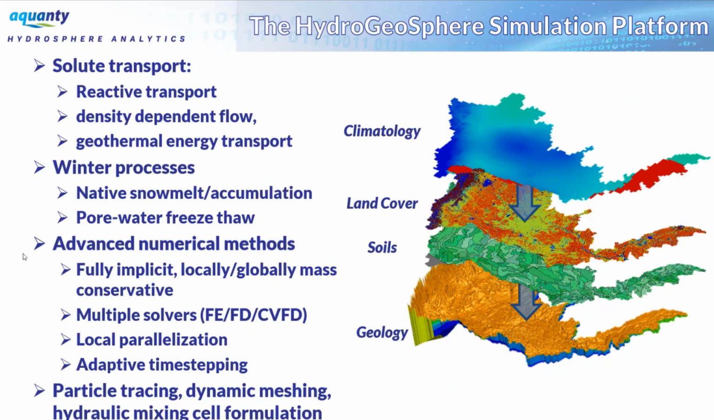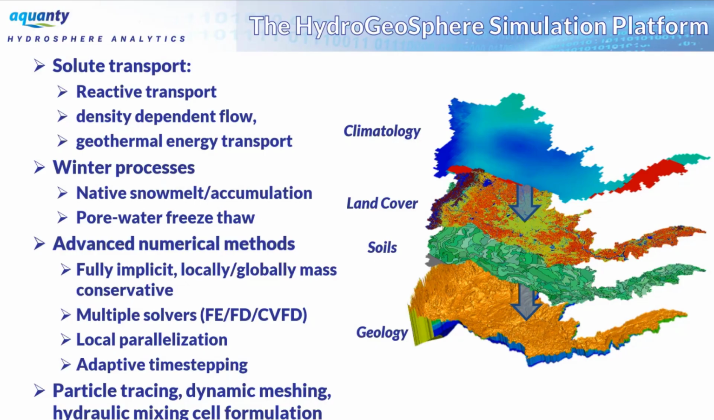HydroGeoSphere supports a pretty standard suite of solute transport capabilities. So we have reactive transport, density dependent flow, which can be used for coastal or saltwater intrusion studies, or also potentially geothermal energy transport studies. We have some native winter processes built into HydroGeoSphere, such as a native snow melt and snow accumulation feature, as well as dynamic pore water freezing and thawing.